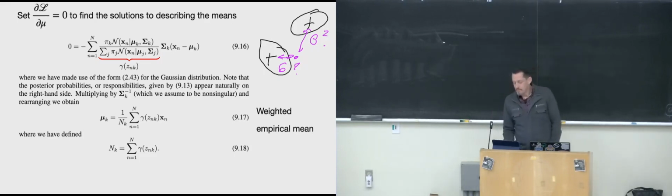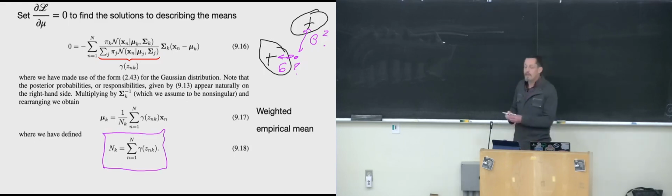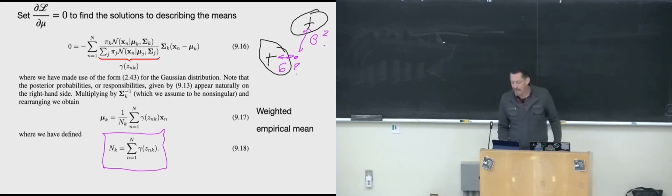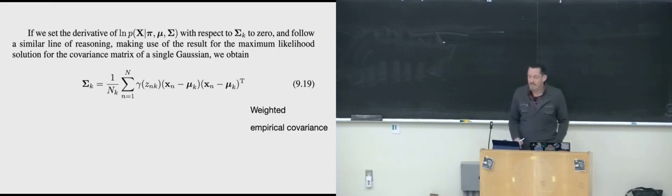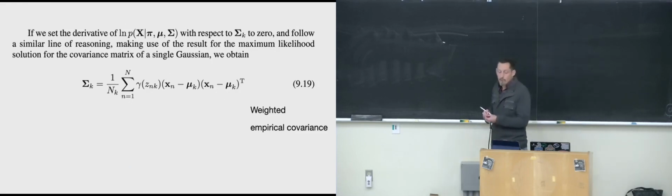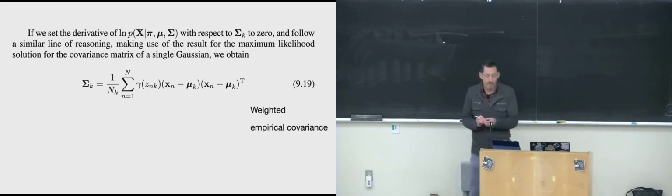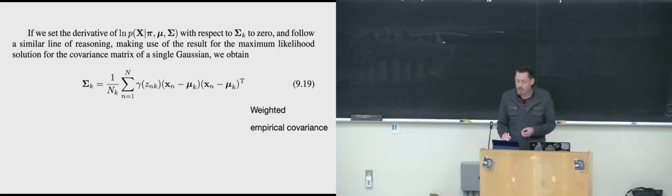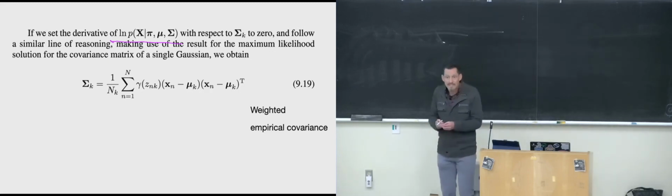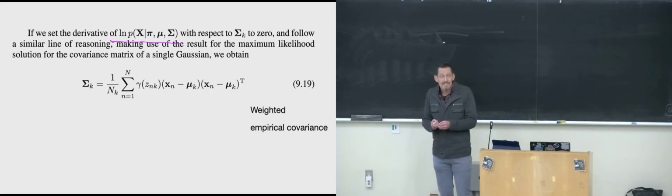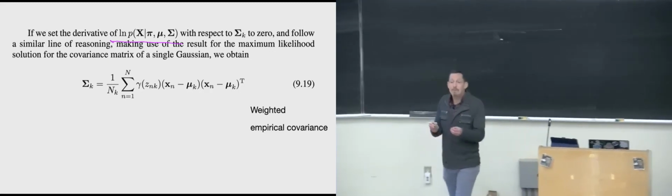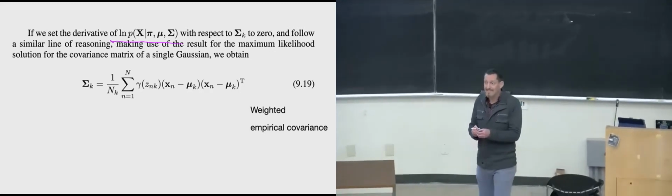Okay, so we've defined this n sub k because that's just summing up all the responsibilities for all the clusters. We're going to use that in a minute. Okay, you can do the same thing to solve for the covariance matrix. Take that log likelihood function we already defined. This time, instead of doing the partial with respect to the mean, do the partial with respect to sigma. Now we're finding the sigma which optimizes, right?